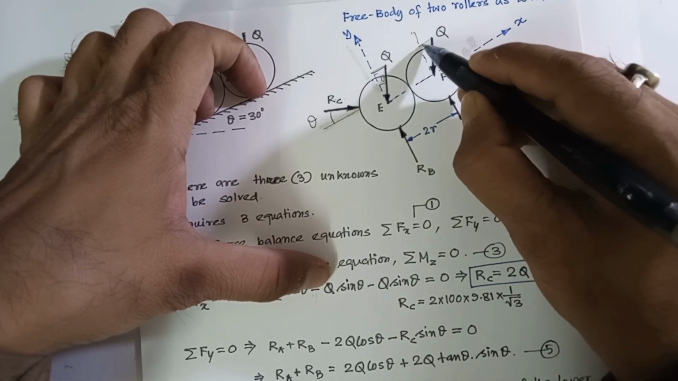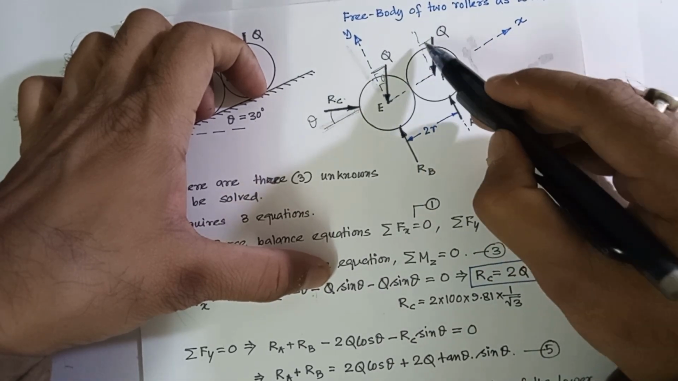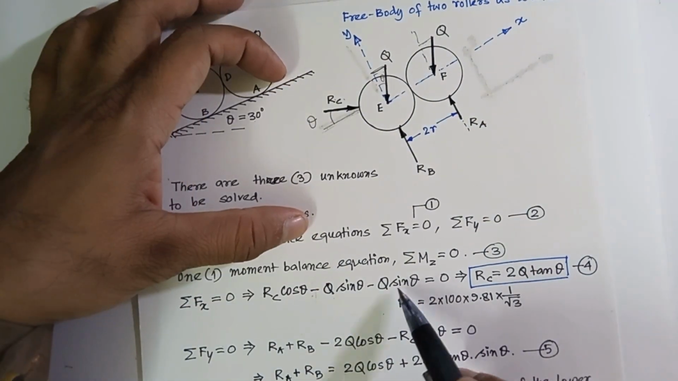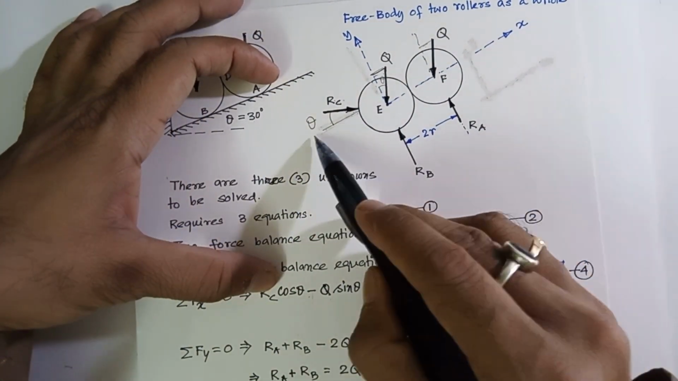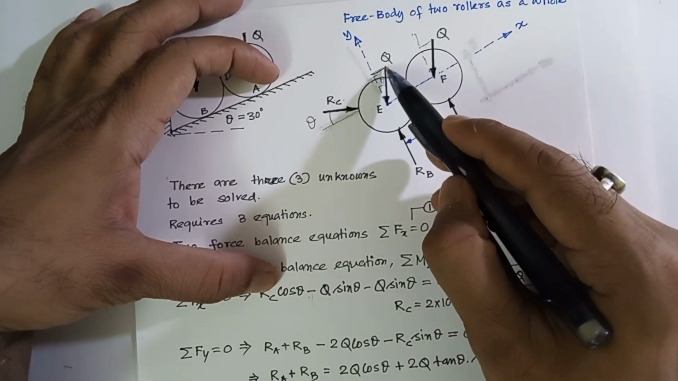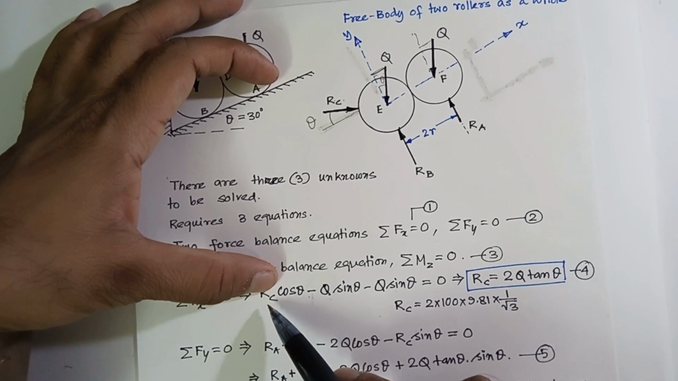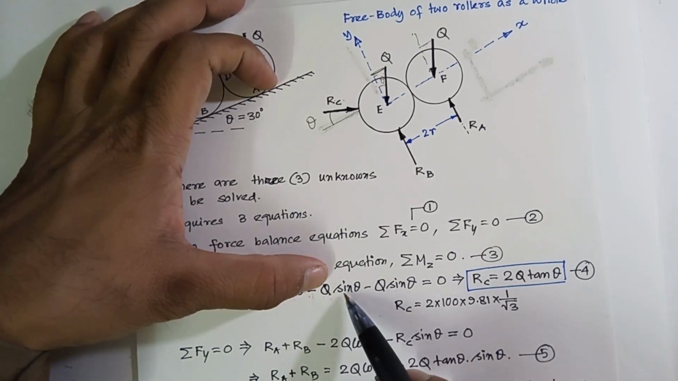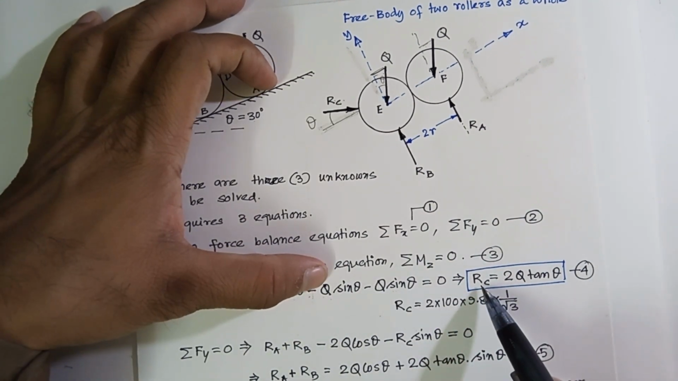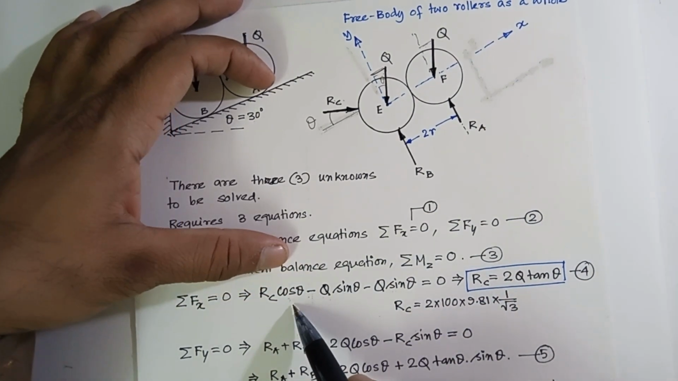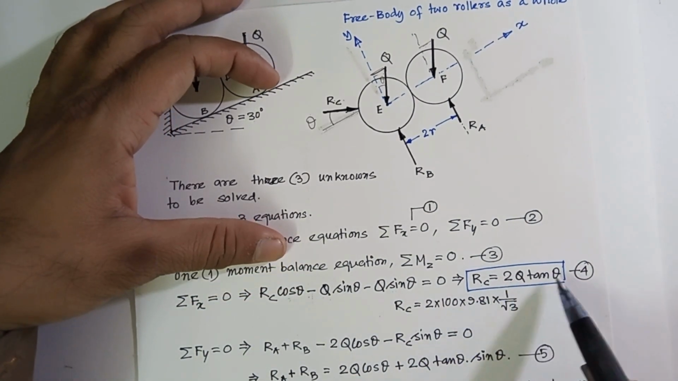Similarly, q sin theta for this one. Therefore q sin theta plus q sin theta. So RC cos theta in the positive x direction, and q sin theta and q sin theta in the negative x direction. So RC cos theta minus 2q sin theta equals 0. Therefore RC is equal to 2q sin theta by cos theta, that is equal to 2q tan theta.